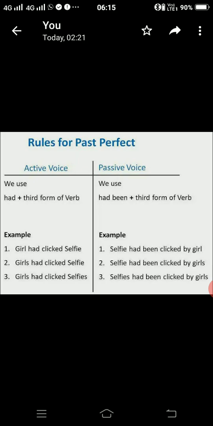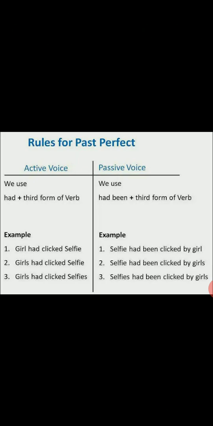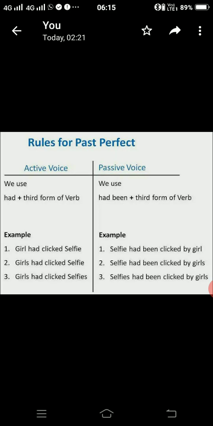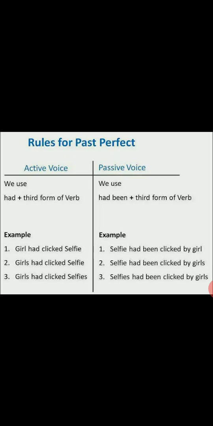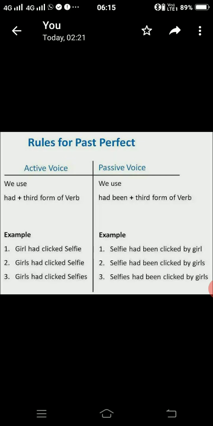Next tense is past perfect tense. What happens in past perfect tense? In past perfect tense, the active structure is like this. Subject comes, then had, then past participle form of the verb, then object. Had plus third form of the verb. What is the passive structure? Object is there as subject, then had is there, then been is there, plus third form of the verb. Some examples are here, students.